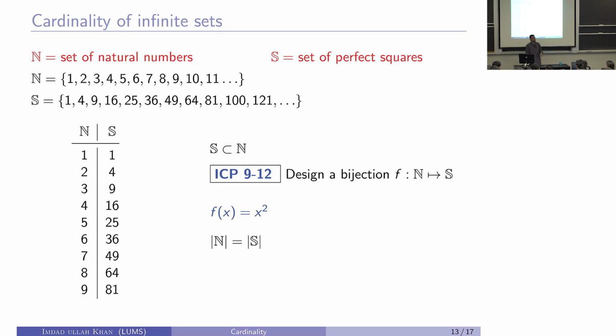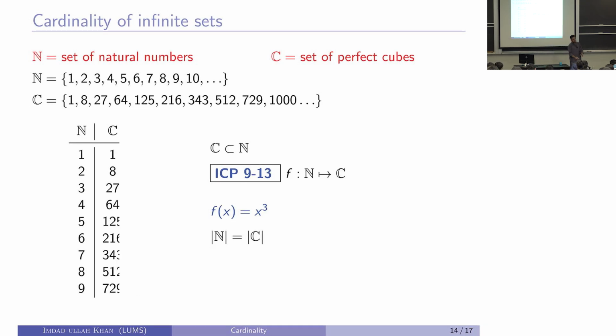f of x is equal to x squared. Can you give me a bijection from S to N? f of x will be the square root of x, a natural number, because for a perfect square, we take the positive square root. Square root is not technically speaking a function because it maps x to both the negative and the positive square root, but that's okay. So the bijection is f of x equals x squared. The inverse of it, which will also be a bijection, is f of y equals the square root of y. So here is that bijection.